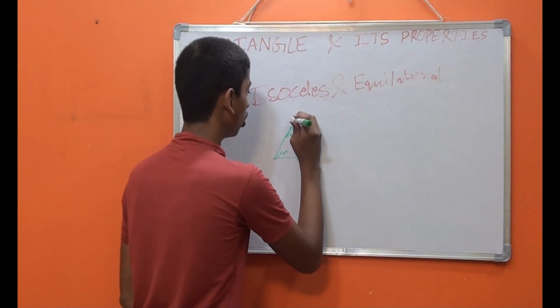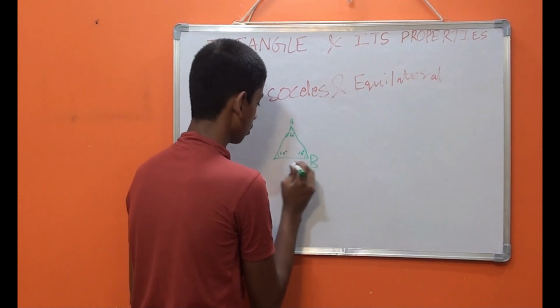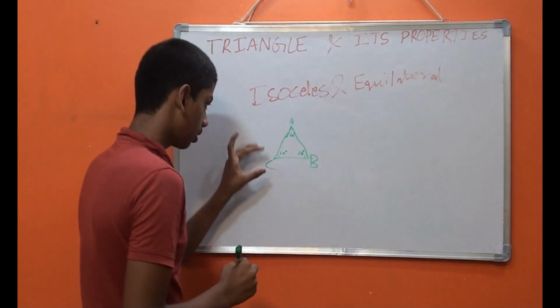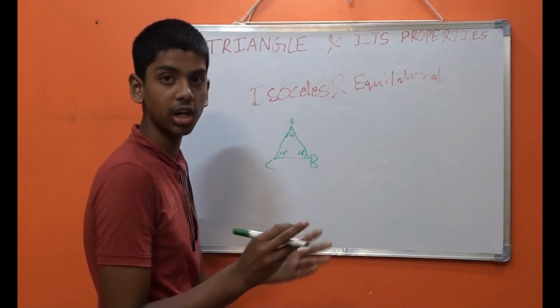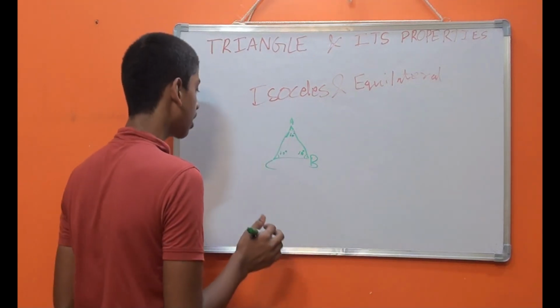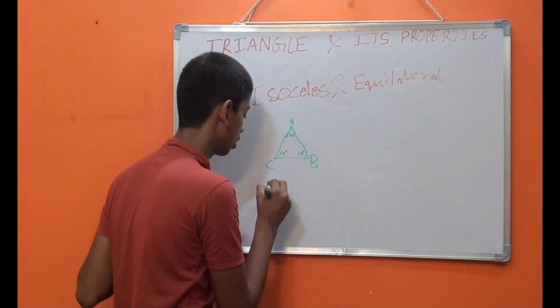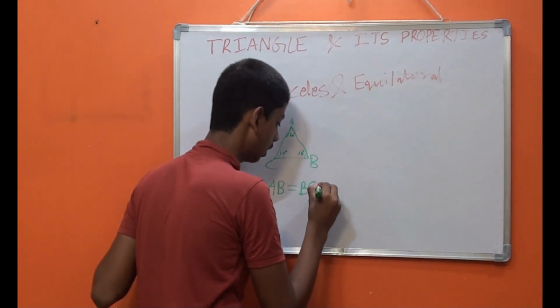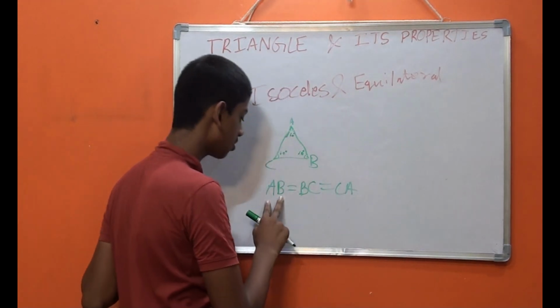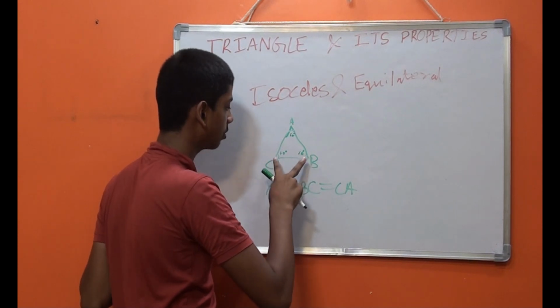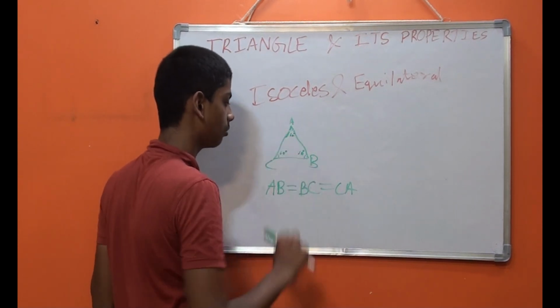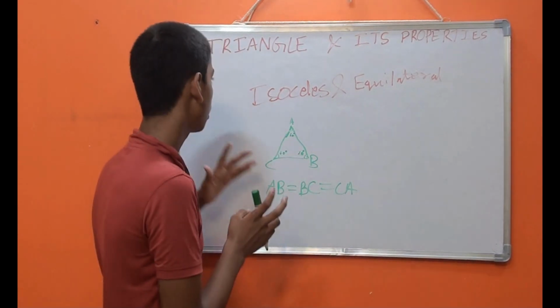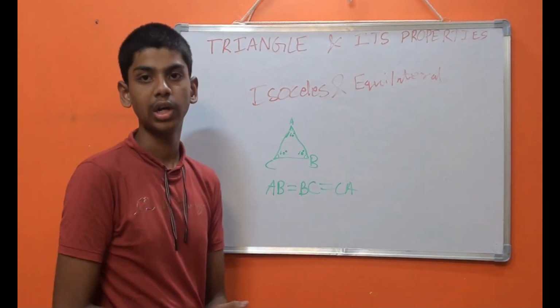Now here, equilateral triangles also have a rule like isosceles triangles: AB equals BC equals CA. The distance of AB is the same as BC and is also the same as CA. Now this is the equilateral triangle.